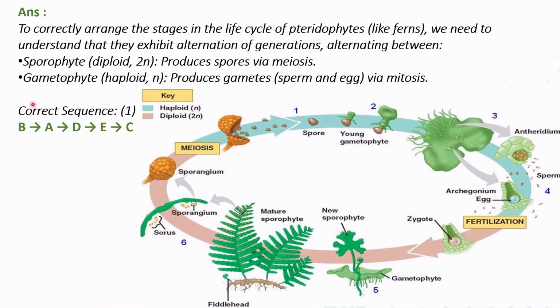So this is the order, and in the pteridophyte life cycle you can see an alternation of generations. Why? Because you can see both meiotic divisions and mitotic divisions occurring in the same life cycle of pteridophytes. That's why the pteridophytes undergo alternation of generations. Normally the sporophytes are diploid, whereas the spores, which were produced by meiosis, are haploid. Okay, that's it. We'll move on to the next question.